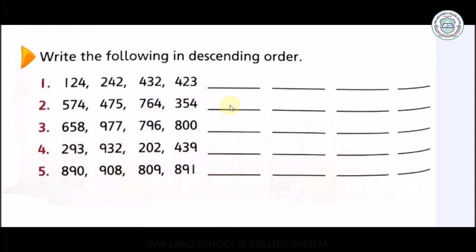We write 764 as the first number, and the next number that is smaller than 764 is 574. The next number we write here will be 574, and the third number will be 475, and the last number will be 354. You have to solve the remaining examples as I solved the first two examples.